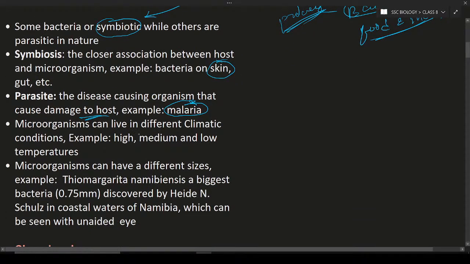Microorganisms can live in different climatic conditions. What are the climatic conditions? For example, high temperature is one of the climatic conditions. Medium temperature, low temperature. These are all different types of climatic conditions.